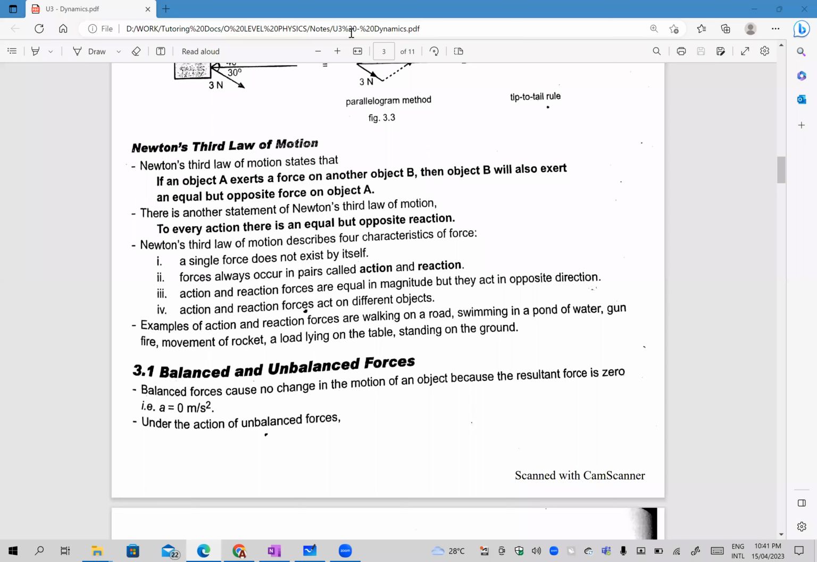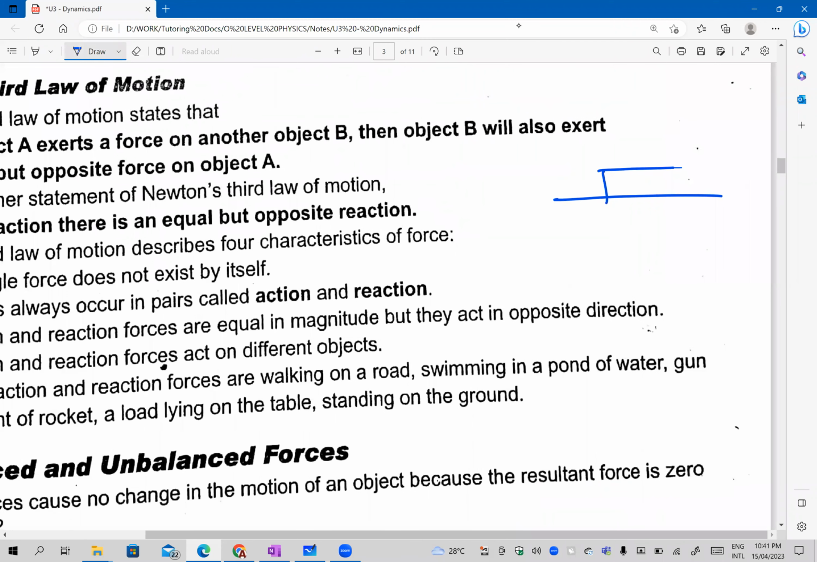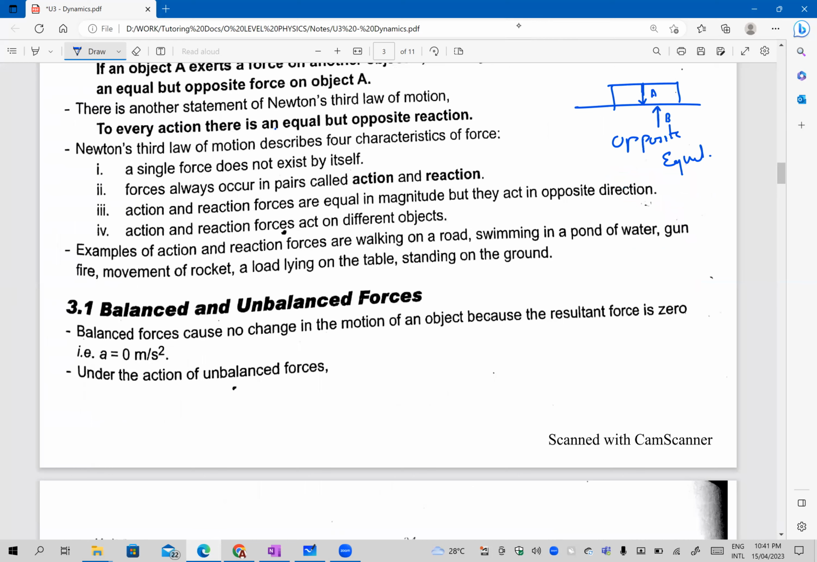So I was explaining that assume if you have got this book, now the book exerts a force on the table, and the table in return exerts a force on the book. Force A and force B are opposite and equal. So opposite and equal forces, this is the concept of Newton's third law, all right? So to every action, there's an equal but opposite reaction, right?